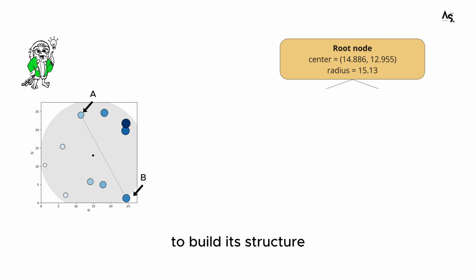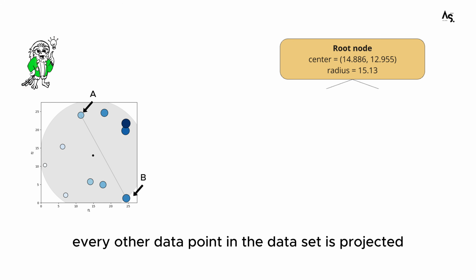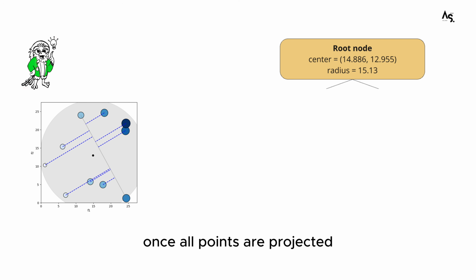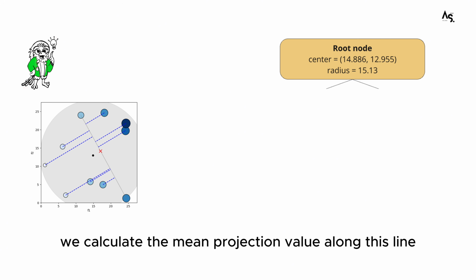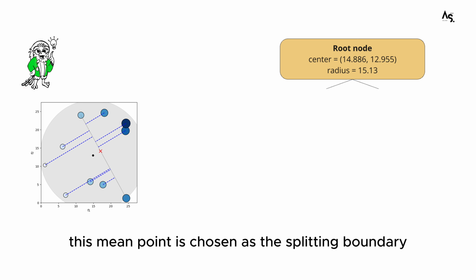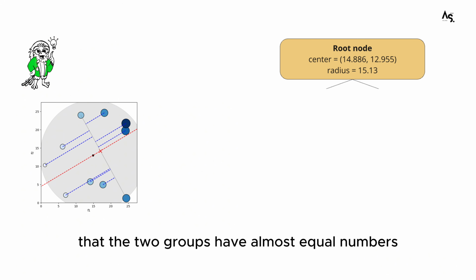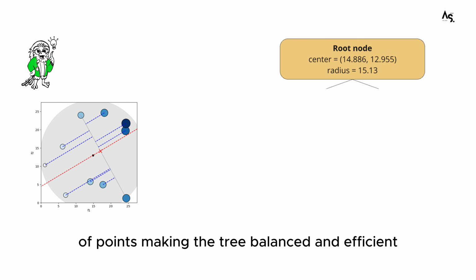to build its structure. We treat A and B as the 2 extreme points of a new axis. Every other data point in the dataset is projected onto this line, just like casting shadows onto a straight path. Once all points are projected, we calculate the mean projection value along this line. This mean point is chosen as the splitting boundary. This ensures that the 2 groups have almost equal numbers of points, making the tree balanced and efficient.